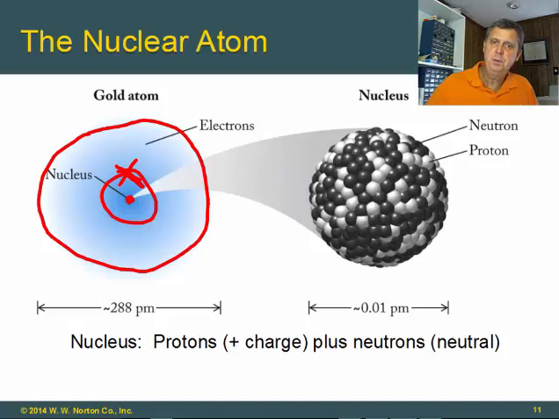And this just shows a blow-up of the nucleus, of course, where it's just composed of lots of tightly packed protons and neutrons.